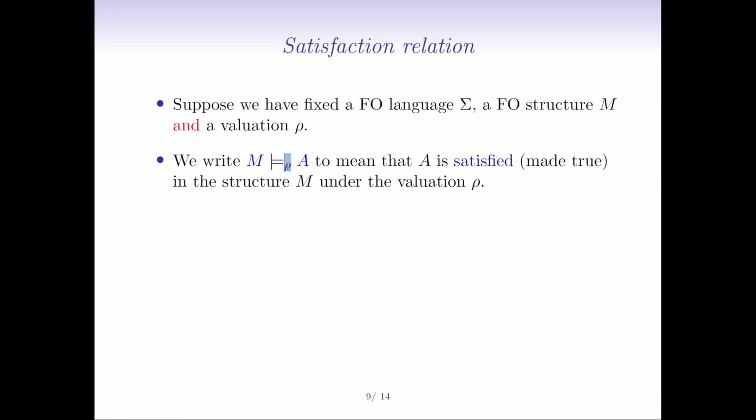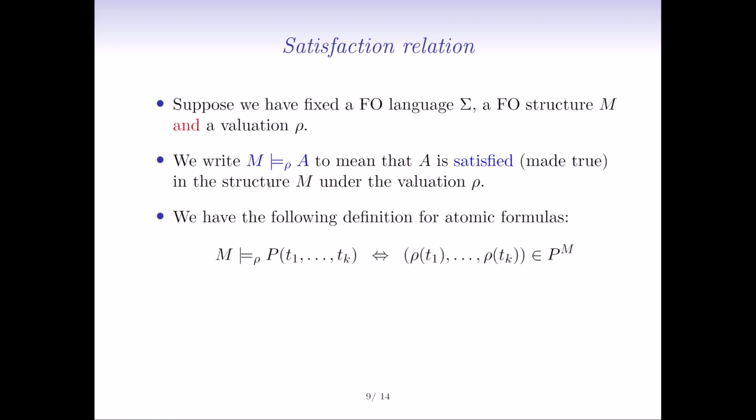So the rho is a subscript on the satisfaction relation here. That's just a standard convention. So in the case where A is an atomic formula or predicate formula, P applied to some terms, we say that P of t1 up to tk is true relative to the choice of M and rho if the interpretations of the terms, which is rho of t1 up to rho of tk, belongs to P^M, which remember is a k-ary relation on the domain of the structure M.